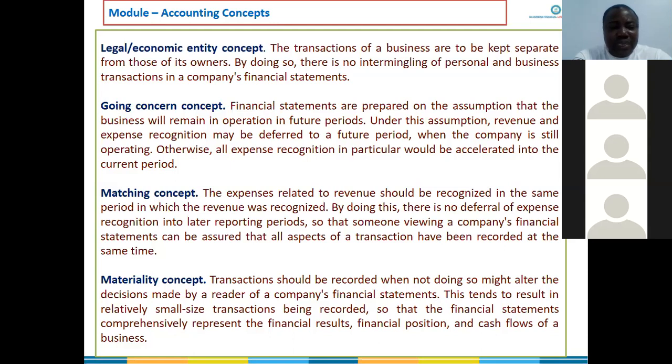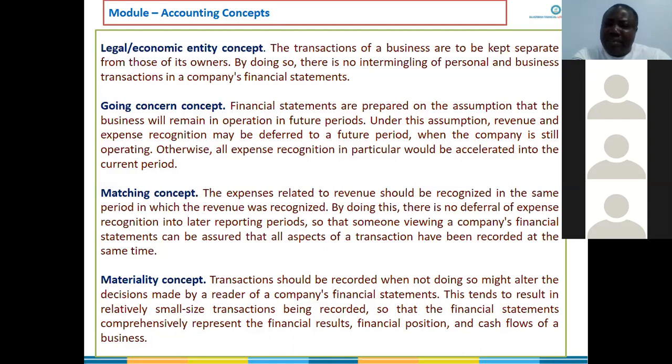This tends to result in relatively small size transactions being recorded, so that the financial statement comprehensively represents the financial result, the financial position, and the cash flow of a business. The explanation is not as deep as I will explain it to you verbally. The materiality concept means that items that are immaterial should just be treated in the profit and loss account. If it is a material thing, let's say you purchase an air conditioner or a deep freezer for your business, it is a material item of a certain size, and therefore you can choose to treat it as an asset instead of an expense because it is important. The important items which can last beyond 1 year or 2 years are treated as assets.